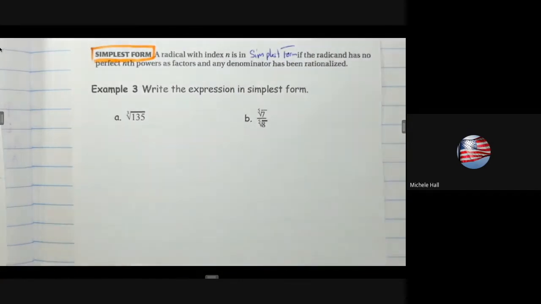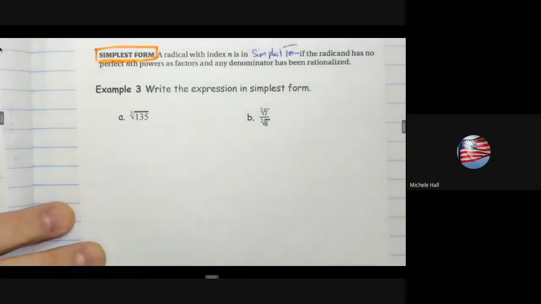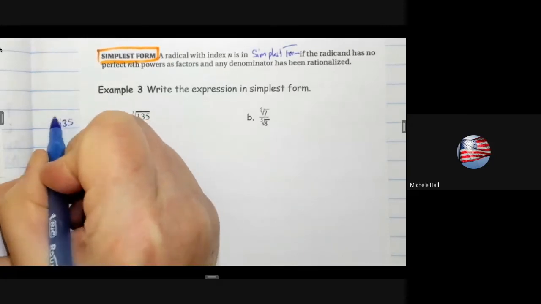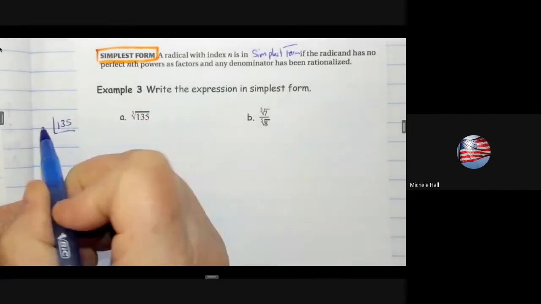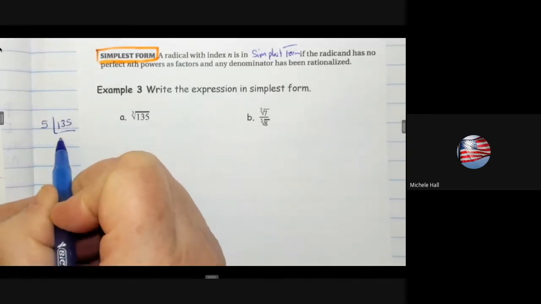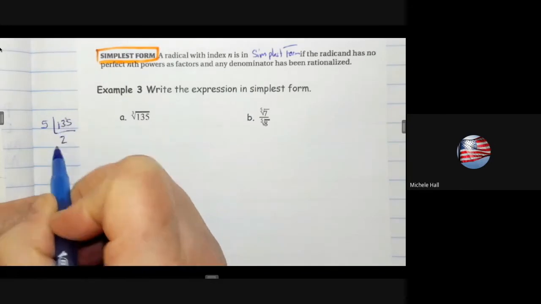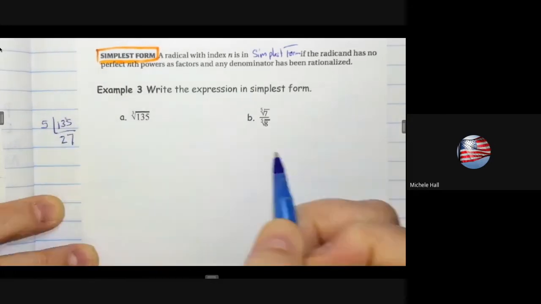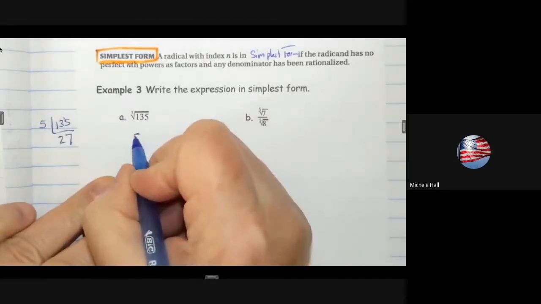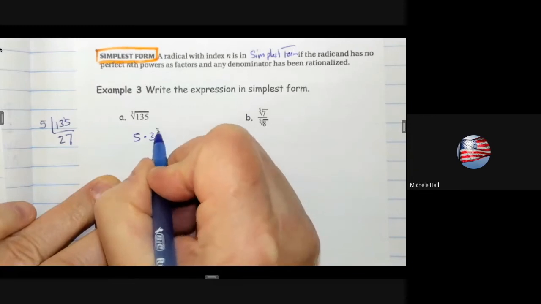All right, the cube root of 135. We need to simplify it just like we did in the previous example. So I'm going to look for all the prime factors of 135. We have 135 using the upside down division bar, all prime numbers on the outside. It ends in a 5, so we'll use 5. 5 goes into 13 twice for 10. There's 3 left over. 5 into 35 is 7. And now I know that 27 is going to be 3 cubed. We have 5 times 3 cubed.